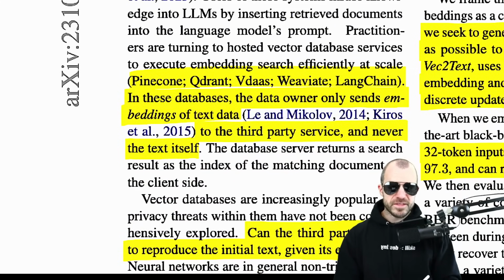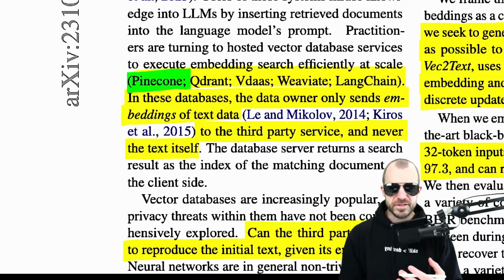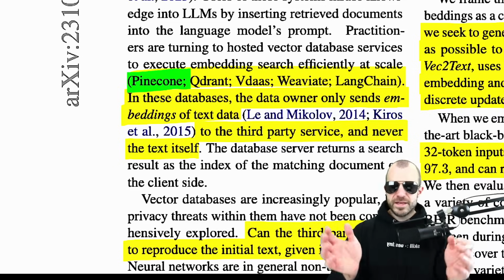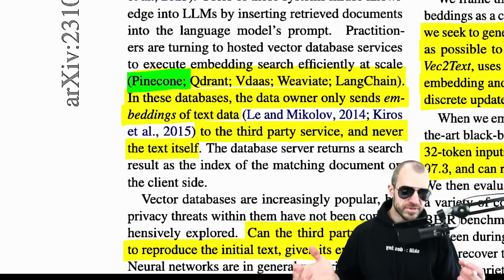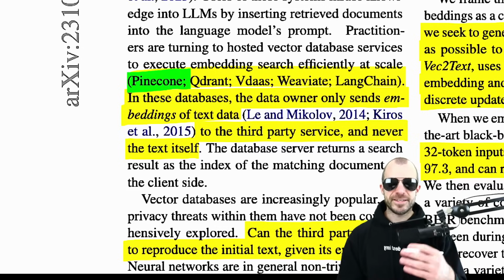So their framing is mostly in terms of these embedding databases. So something like Pinecone is a software as a service. You make a Pinecone database, you send your vectors there, and then you can search over them. Notably, you only send the vectors to Pinecone or to any of these vector databases. They don't necessarily need the rest. I think they'd be happy if you send them the rest, but they don't necessarily need it.